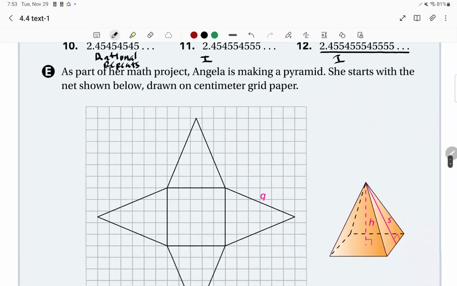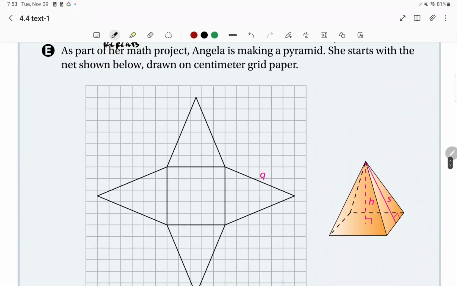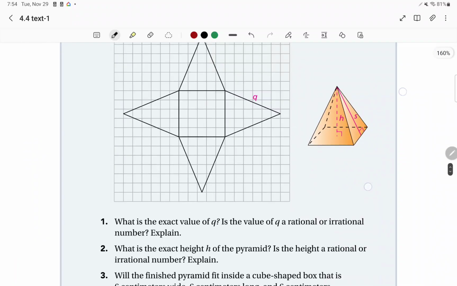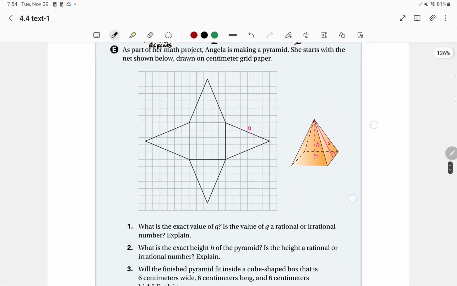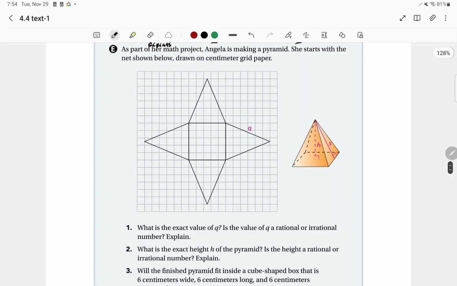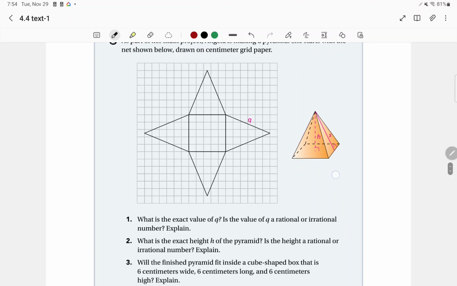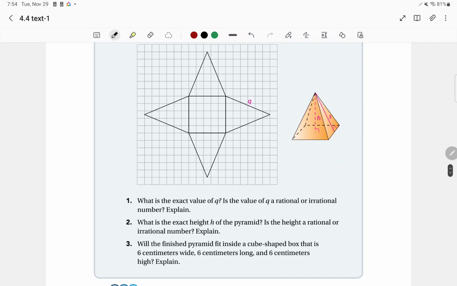Okay, let's take a look at part E. As part of her math project, Angela is making a pyramid. She starts with the net shown below on a centimeter grid. Now you have a lab sheet that already has this for you, so you don't have to redraw anything, or you can find those measurements on that lab sheet. So go ahead and answer parts 1, 2, and 3, and then come back to the video to see how you did.